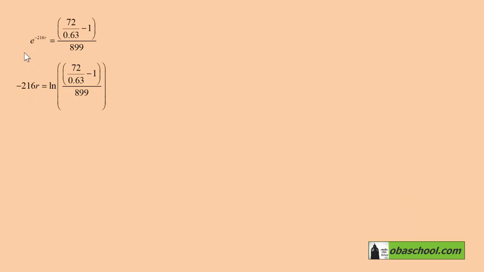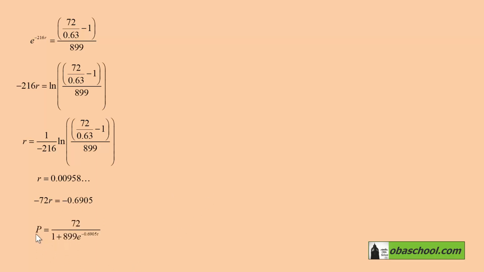So taking the natural log of both sides gives us this, and then dividing both sides by negative 216. And then we're just going to pop that into the calculator, and we get this value for r. So negative 72r is going to be this. And so we can say that p is 72 over 1 plus 899 e to the negative 0.6905 t.